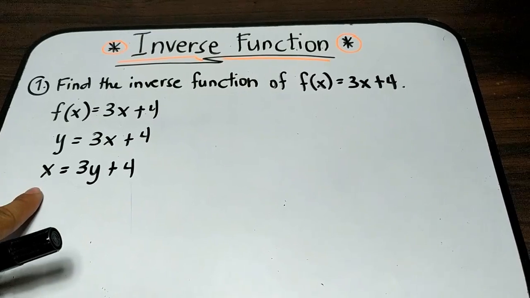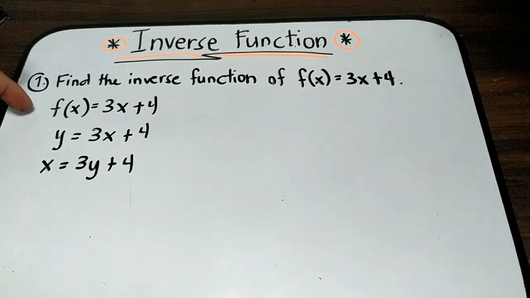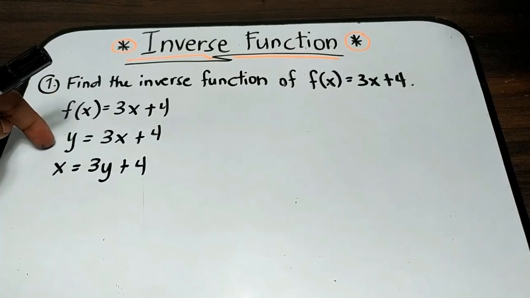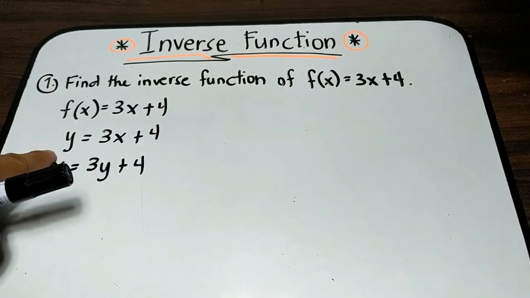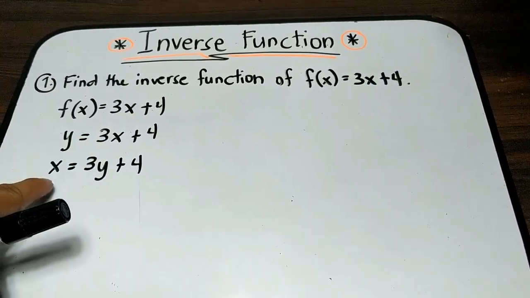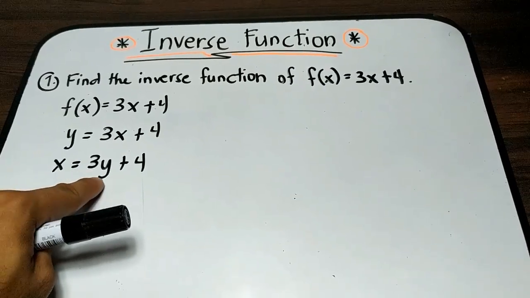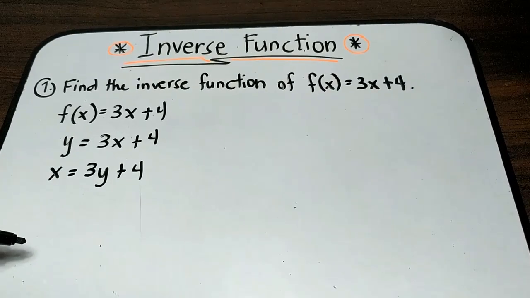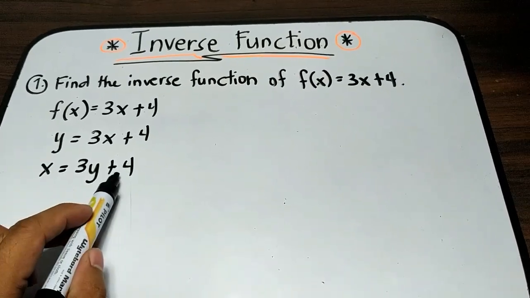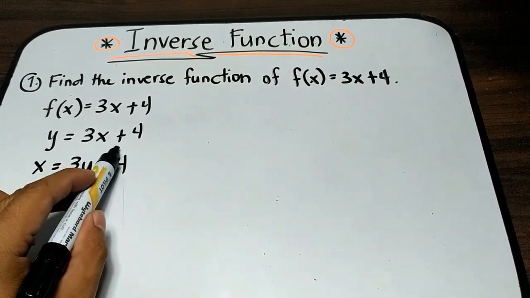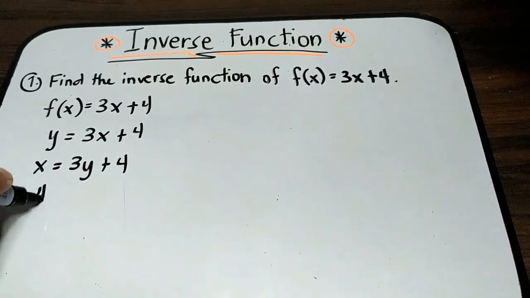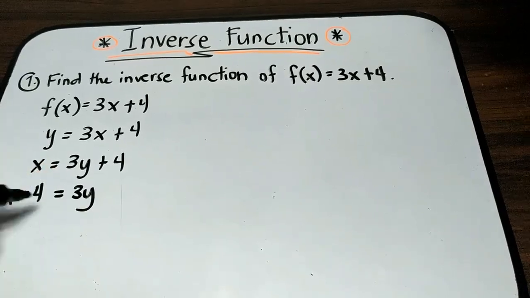And then, since meron tayong bagong equation after, again, review na natin, pinagpalit natin yung f of x bilang y. And the next step natin is in-interchange natin yung variable x and y. So we have now the equation x is equal to 3y plus 4. Sunod dyan is to solve for y. So to solve for y, we need to eliminate 4 and 3. So transpose natin yung 4 sa kabila. The new equation is x minus 4 is equal to 3y.